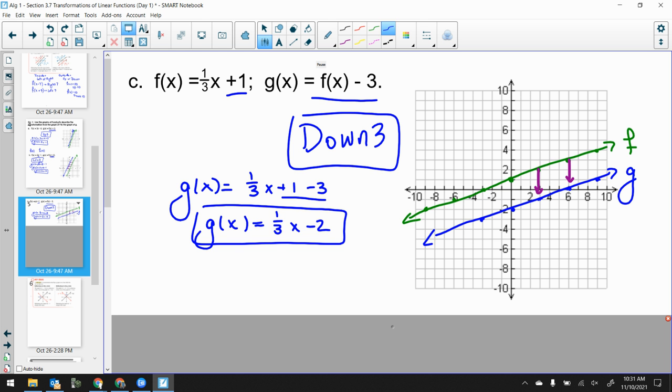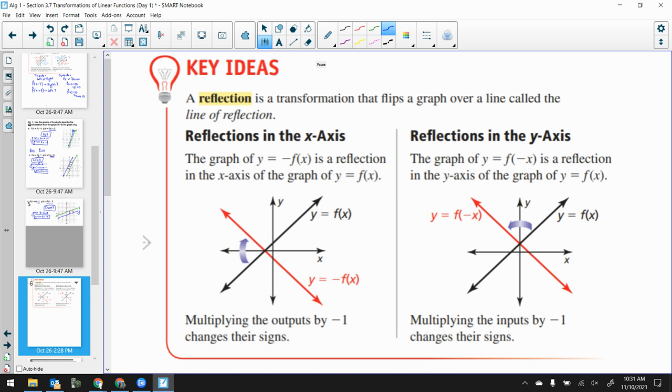Okay, flip it over onto the back. We're going to talk about the reflections real quick. Honestly, it's a lot of the same stuff. You just got to learn the rule. A reflection across the x-axis is a negative on the outside. This you just got to memorize. Reflection across the x-axis is a negative on the outside. Reflection across the y-axis is a negative on the inside.